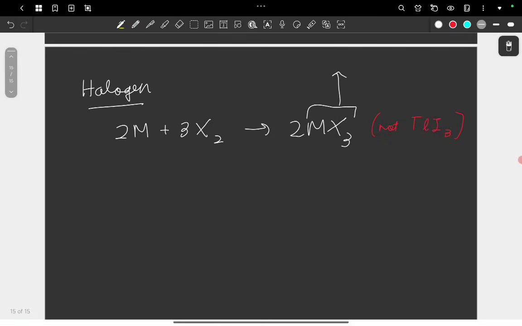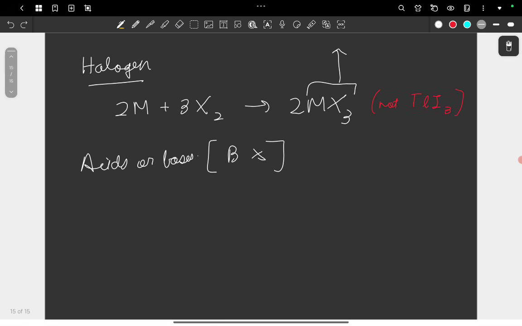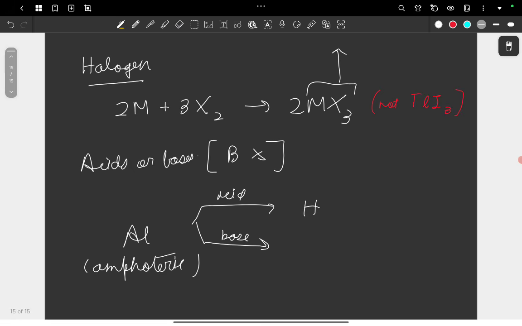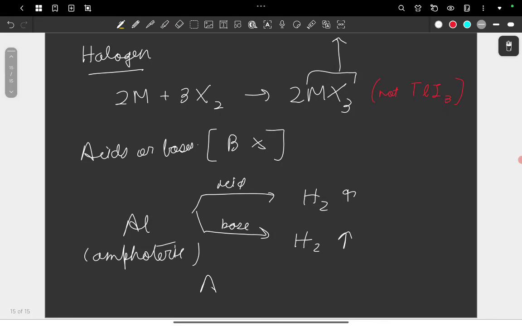And lastly, with acids or bases, boron shows no reaction, but aluminium has an interesting property that aluminium is amphoteric. So what it does is basically with both acid and base, it releases H2 gas. Okay, and aluminium does not react with HNO3 because it forms a protective layer.